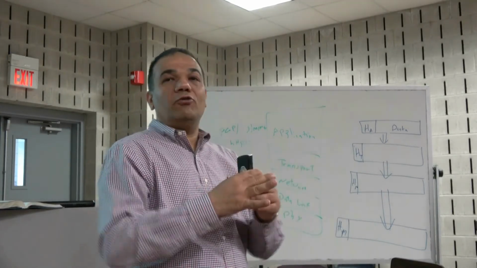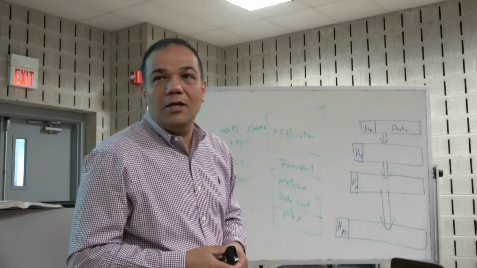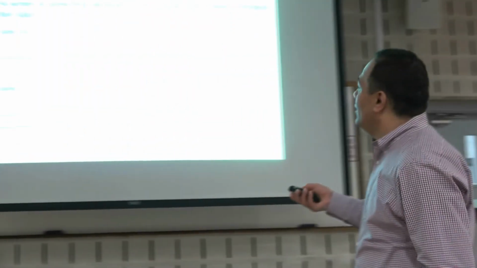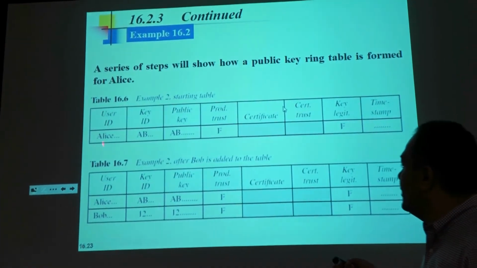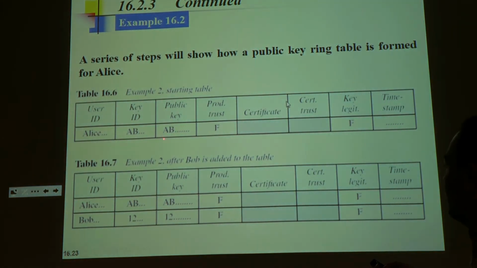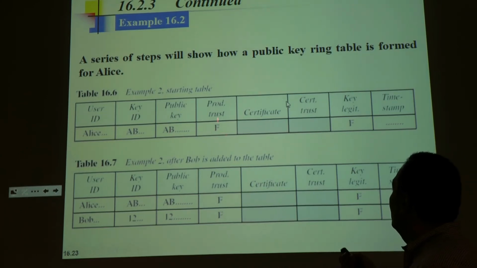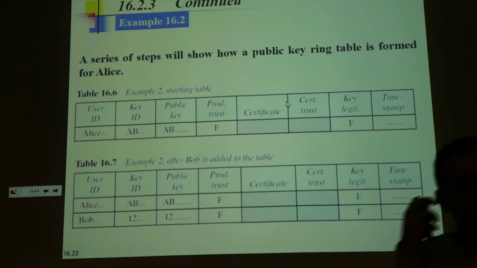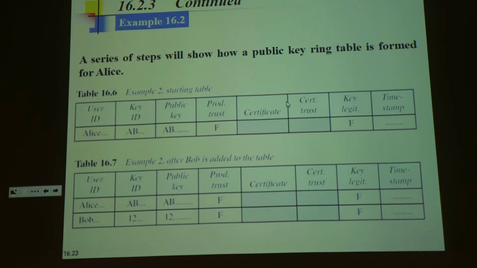So here, I'm trying to give you the general idea of what we are doing. It's like building the trust. For example, the user ID is Alice. The key ID, we said, is taken from the public key, the first 64 bits. And this is the public key. What does it say here? Producer trust: F. What does F mean? Full. There is no certificate trust, and the key legitimacy is full. There is no timestamp. So we start with one row.